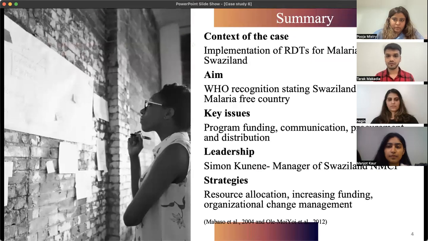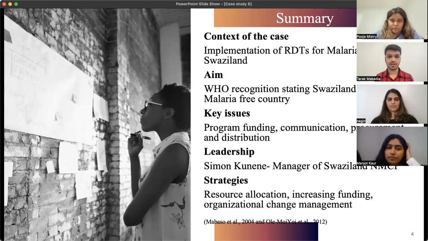To give a brief overview of this case, in 2011, Swaziland became the first nation in sub-Saharan Africa to adopt a national malaria elimination strategy. As per NMCP, the use of rapid diagnostic tests for detecting malaria was the center of focus to boost the national malaria surveillance system and improve case management in Swaziland.